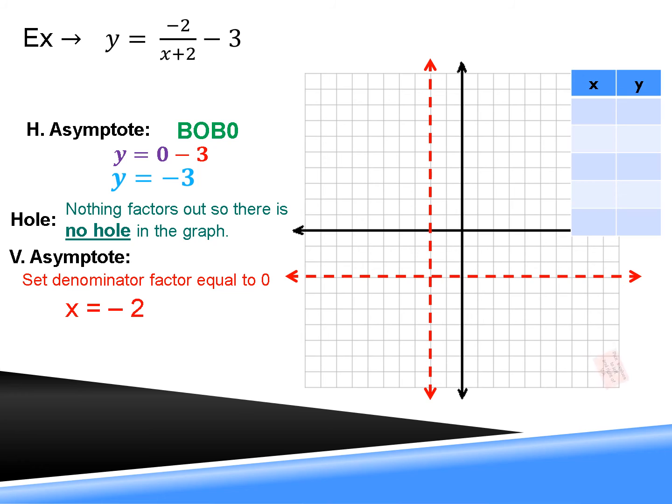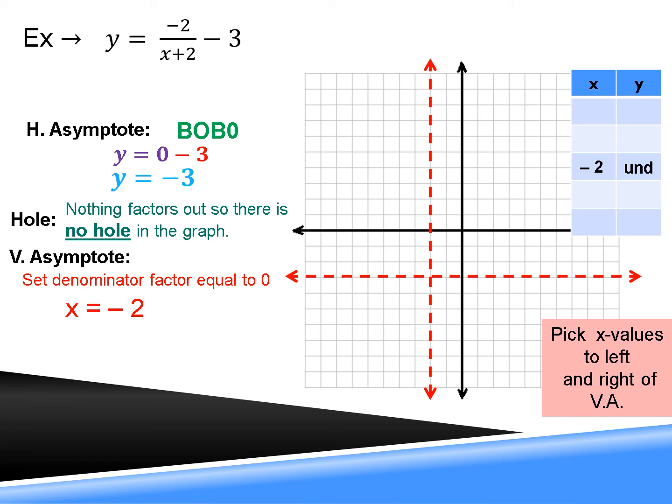So remember, -2 and undefined go in the center, and then we pick 2 to the left, so -3, -4, and 2 to the right, -1, 0. Then we plug each x into the above equation and we solve for y. When we do that, we get the following y values. Now I'm ready to plot my points. Connect the dots, hug those asymptotes.